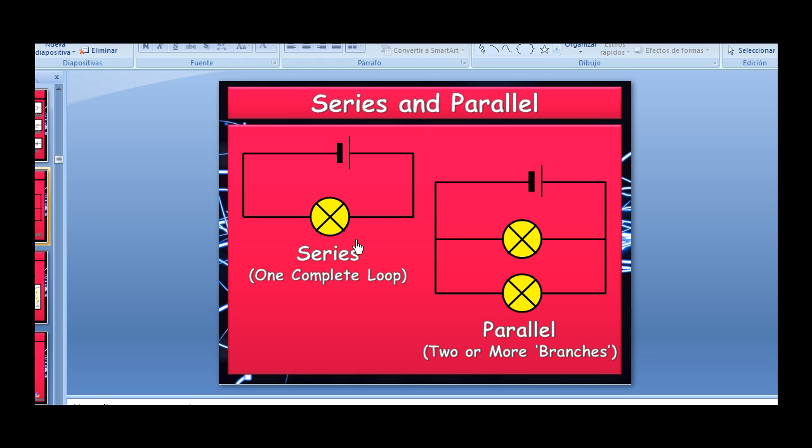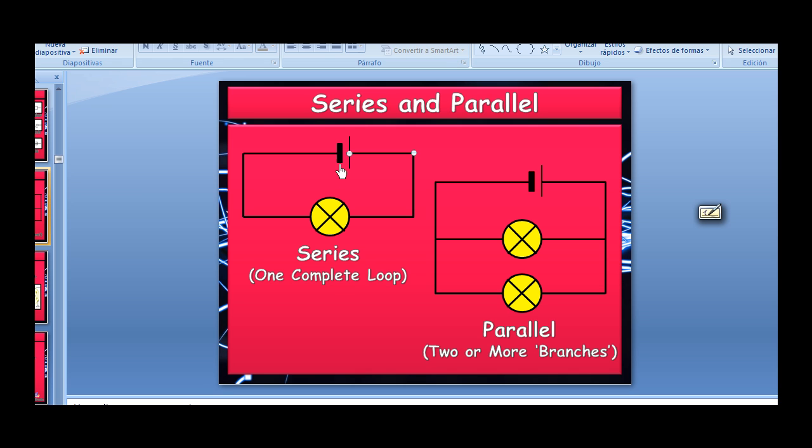This is the difference between a series circuit and a parallel circuit. Basically, in a series circuit, there's only one route for the electrons to take. The current goes from the long side to the short side, so from positive to negative, but the electrons are actually going the other way, as you should know.